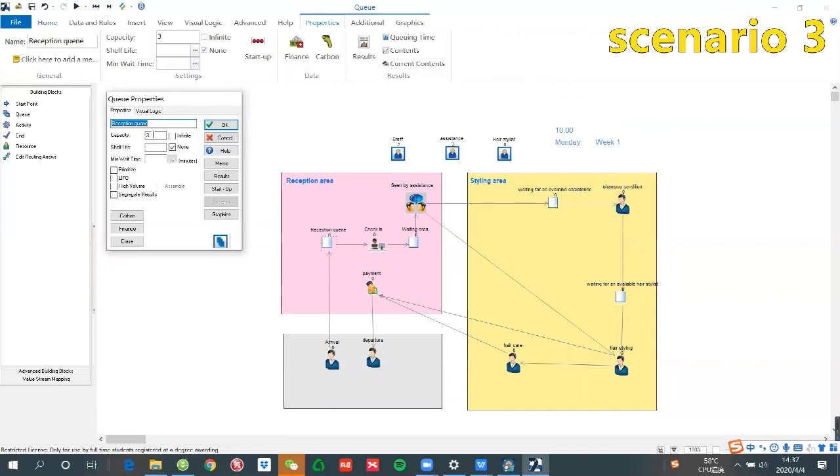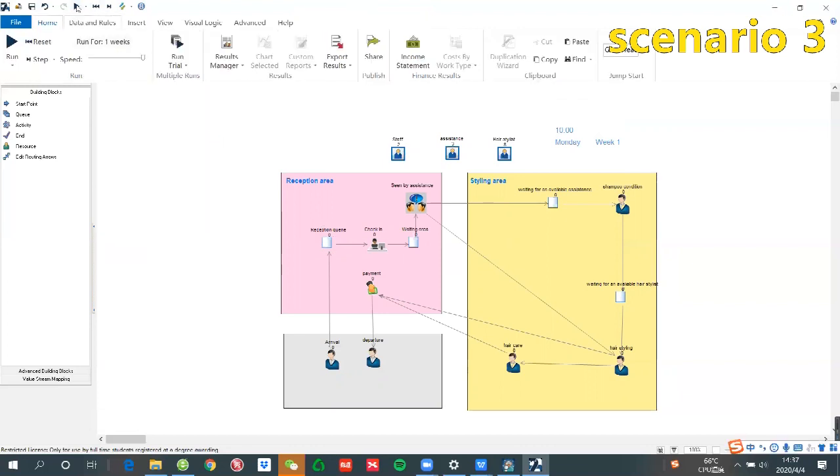So we're going to increase the capacity of the reception queue from 3 to 7 to see what difference it can make to the operation process.